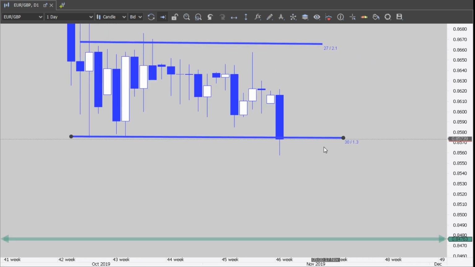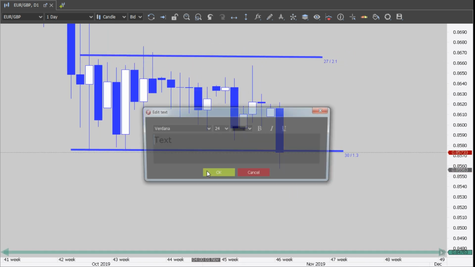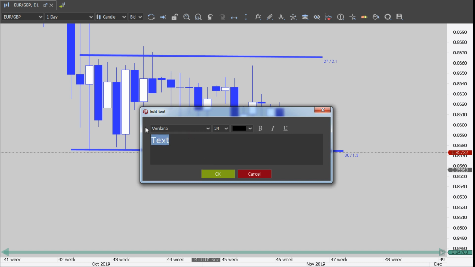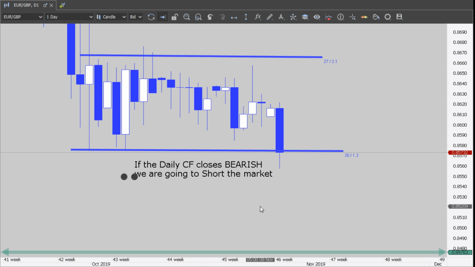Okay, so what's the plan? Let's write this down: if the daily candlestick formation closes bearish, we are going to short the market, but we need to wait for the day. Only if the daily is going to close bearish, we are going to short the market.